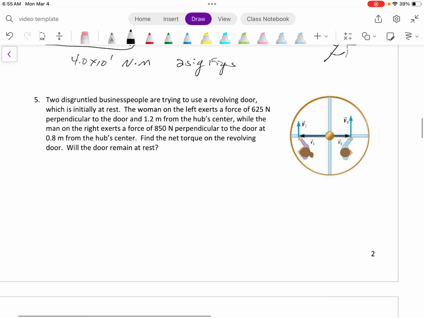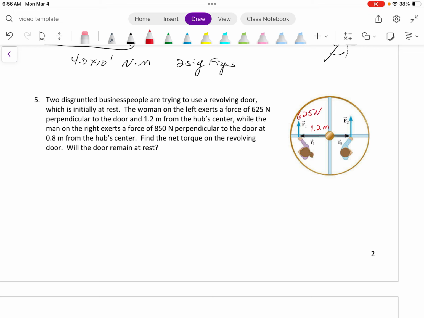All right. This is our last example for today. Two disgruntled business people are trying to use a revolving door, which is initially at rest. The woman on the left exerts a 625 newton force perpendicular to the floor, 1.2 meters from the hub center. Let's fill that in then. I know this is 1.2 meters. I know this is 625 newtons.